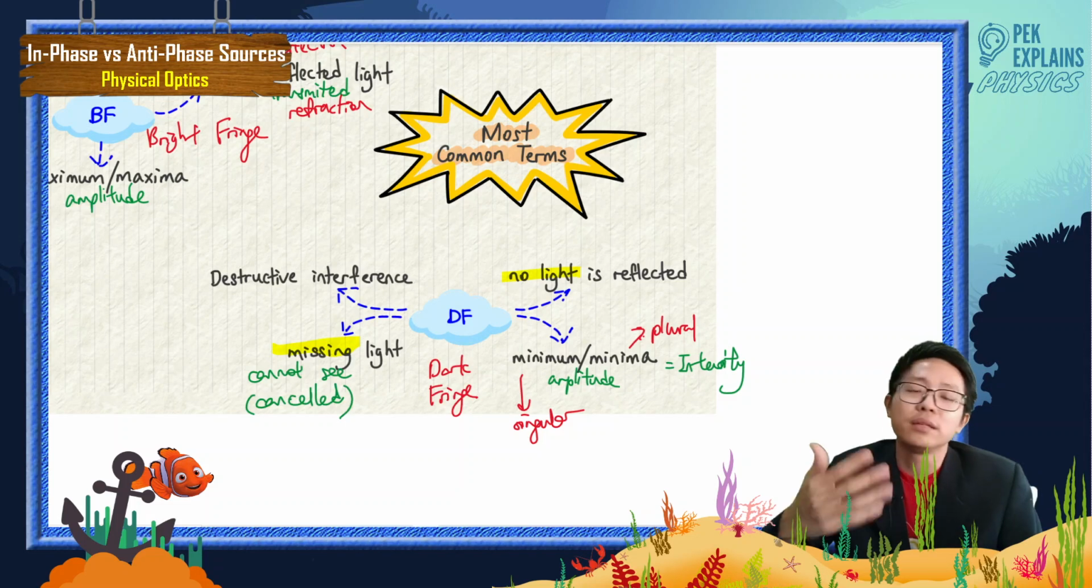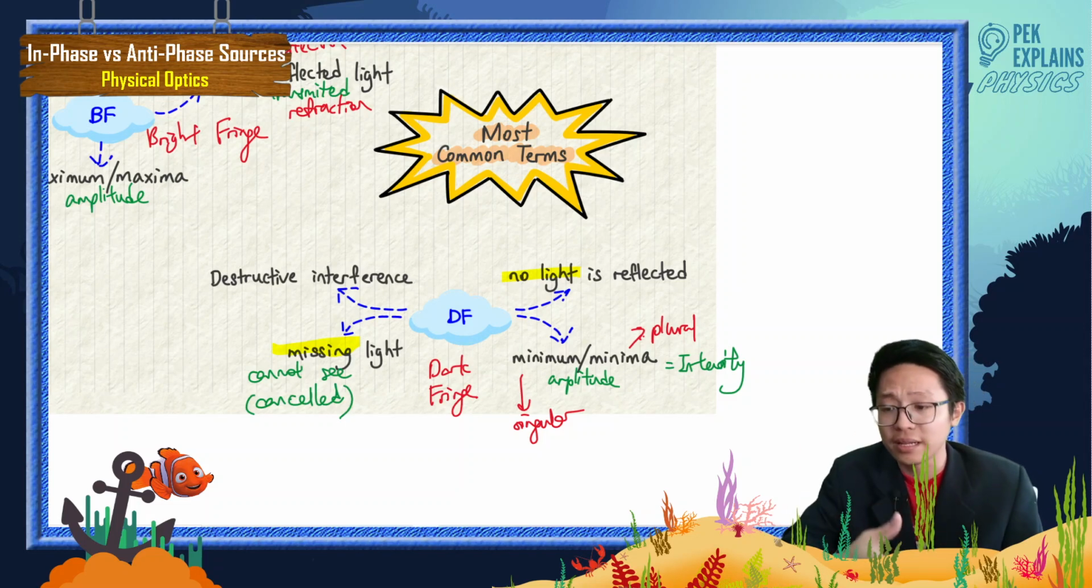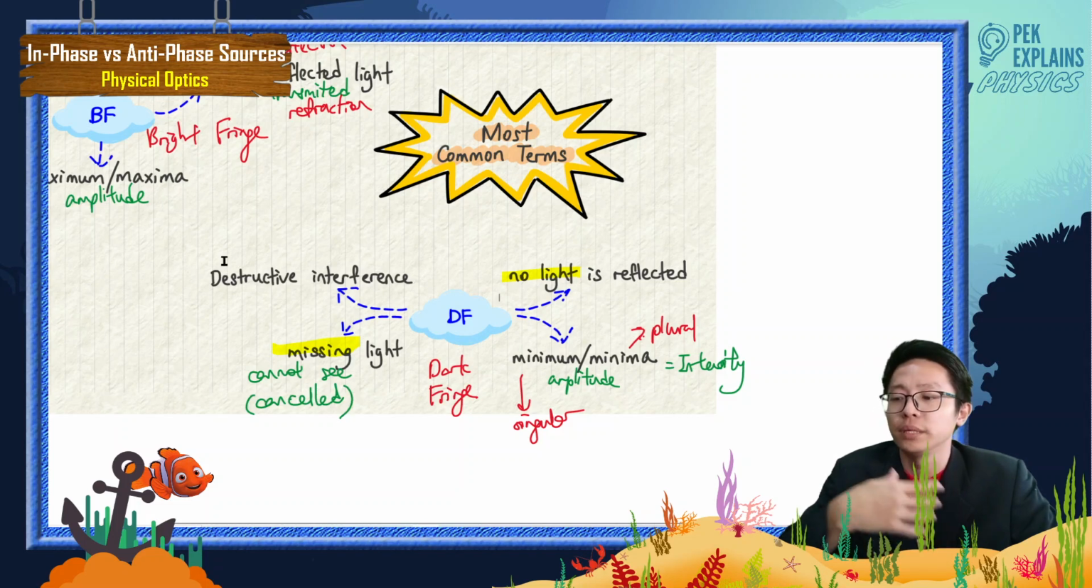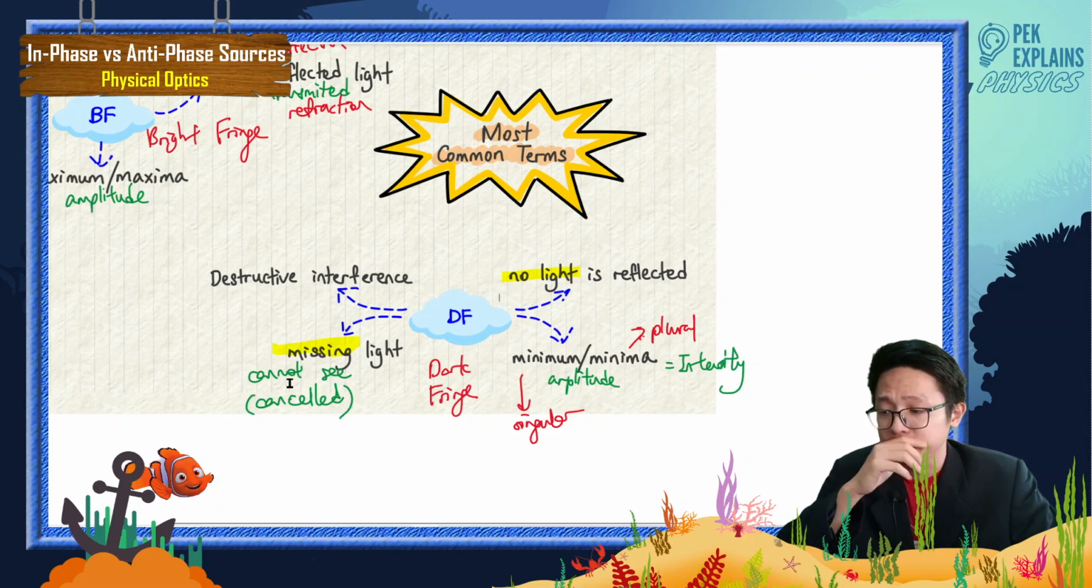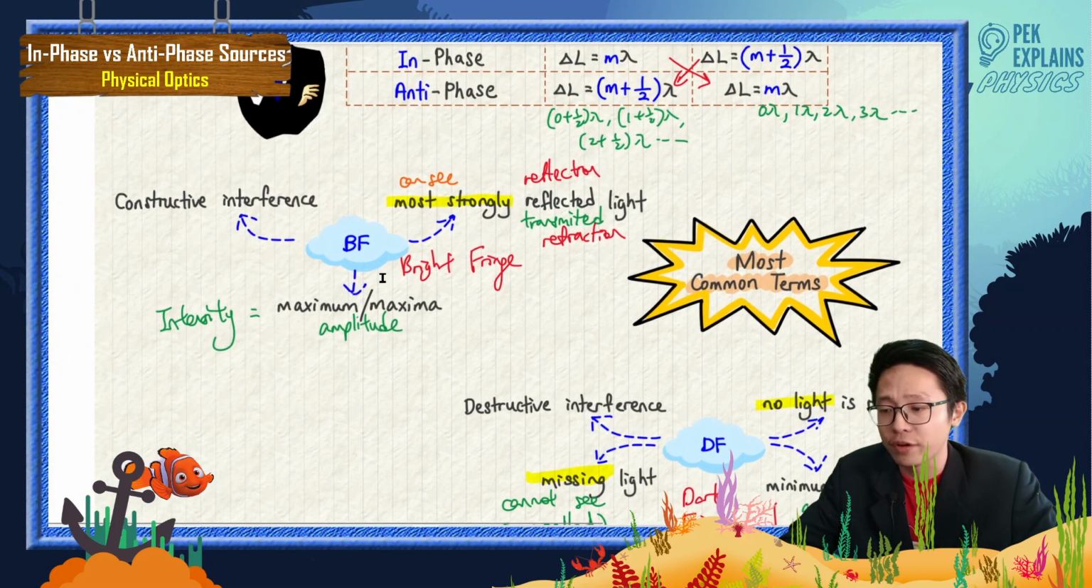Yeah, no light. Why see no light? Actually, there is light, but it's already being cancelled because of destructive interference. There is actually light reflected, but it's already being cancelled. That's why you cannot see the light. You assume there is no light reflected. Okay, no light is reflected because it's already being cancelled. All right, that's all. Some common terms for bright fringe and dark fringe.